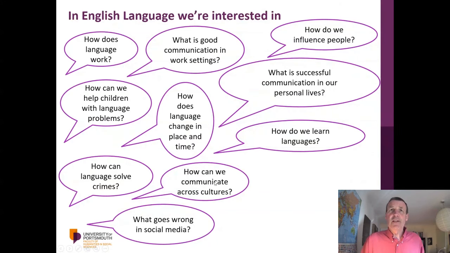How do we communicate across cultures? What goes wrong with social media? How can language help us solve crimes? How can we help children who have language problems? And of course, all of these depend on that fundamental question: how does language work?